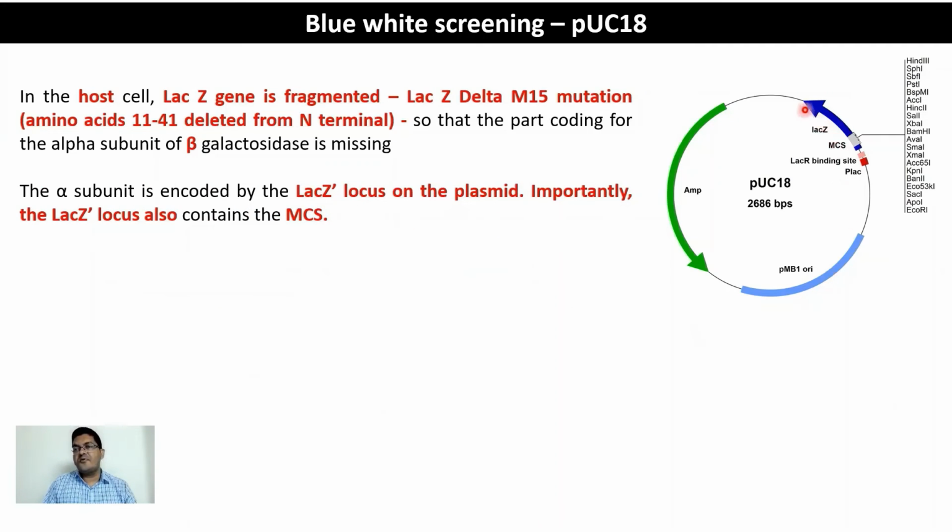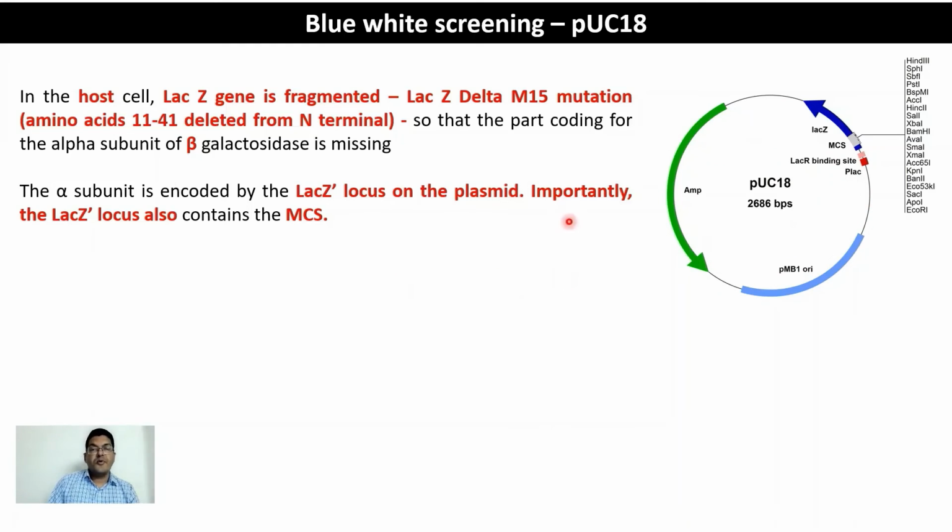So here, if you see, this is the lacZ prime locus in the plasmid, and very interestingly, the MCS or multiple cloning site, which is a series of recognition sequences for restriction enzymes, is present within the lacZ prime locus. So if you have your insert ligated onto this locus here, then your lacZ prime locus is disrupted, and therefore a recombinant plasmid cannot synthesize the alpha fragment, whereas a self-ligated plasmid can synthesize the alpha fragment here.